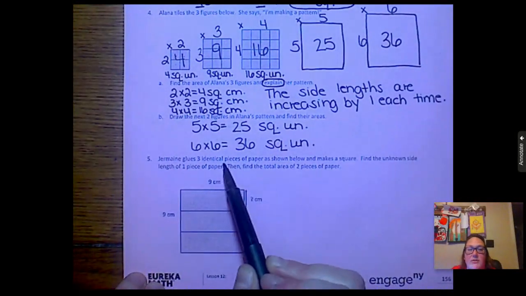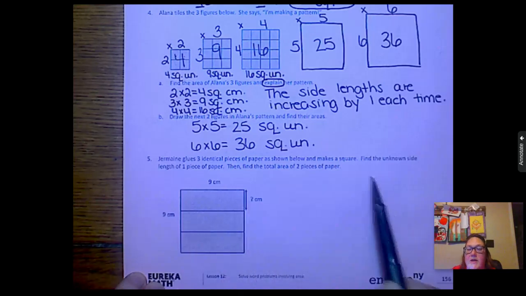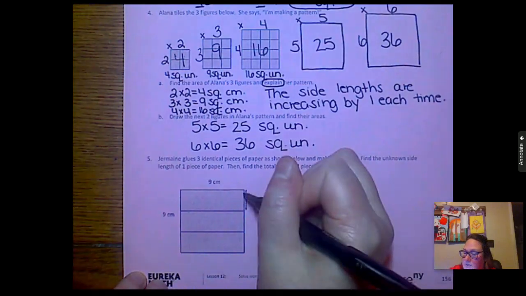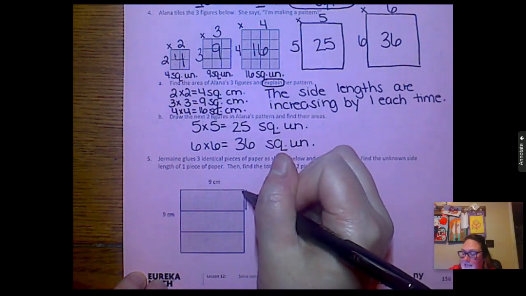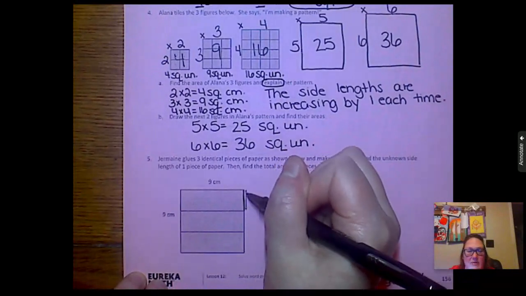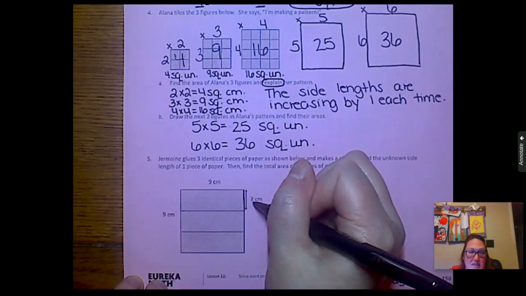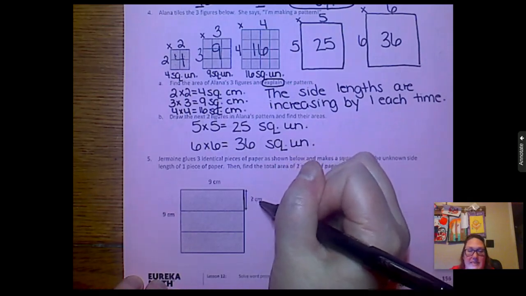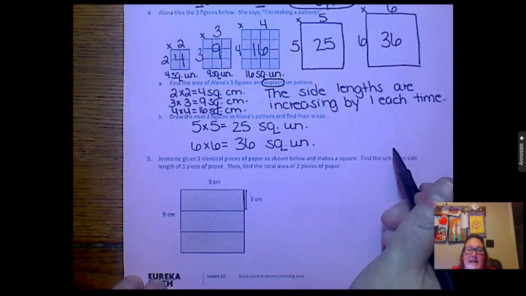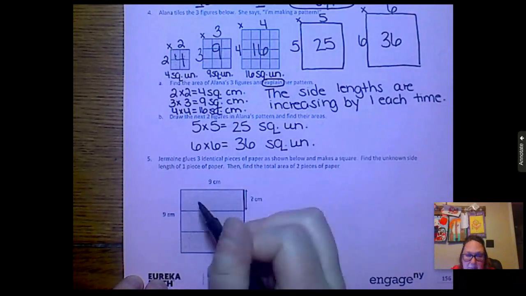All right, so he's gluing 3 identical pieces of paper, which we already looked at, and those are making a square. Find the unknown side length of 1 piece of paper. And if we look right here, we want to find this side length right here of 1 piece of paper. So they drew that arrow there to show us that's what we're trying to find. And they put a question mark because we don't know that. So we try to find how many centimeters that is. Then after we do that, we want to find the total area of 2 pieces of paper.